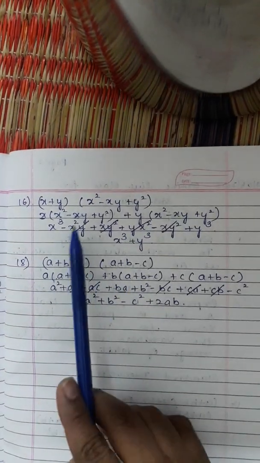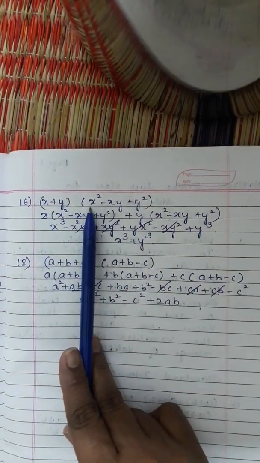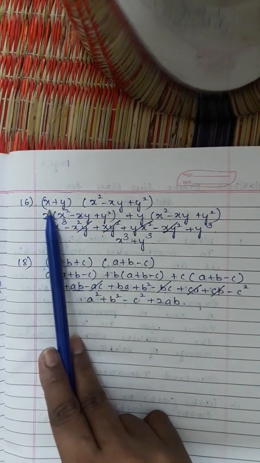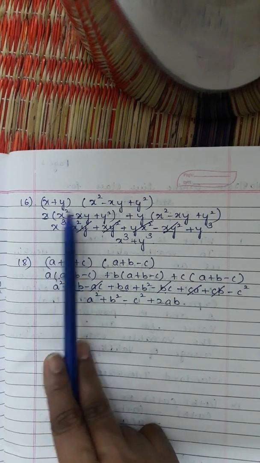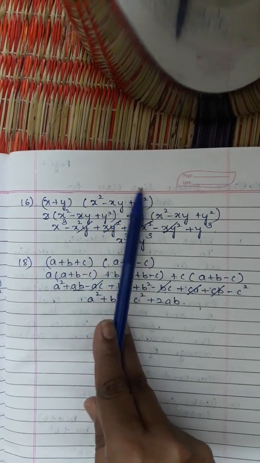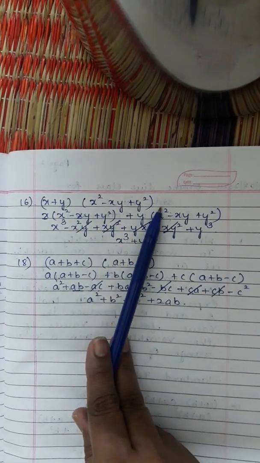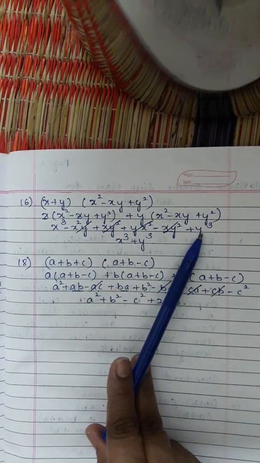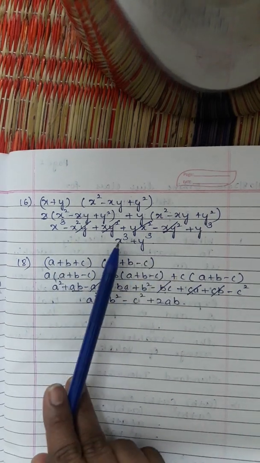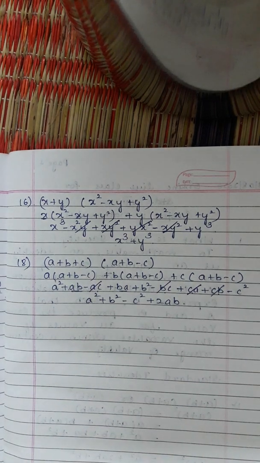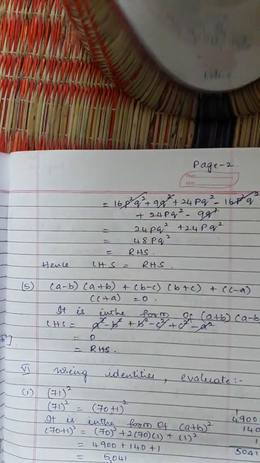Coming to the sixth question. Here also the question is x plus y into x square minus xy plus y square. First term of first expression, that is x, should be multiplied by x square minus xy plus y square. Then plus y into x square minus xy plus y square. Multiply, simplify, unlike signs get cancelled. You will be remaining with the answer x cube plus y cube. I hope you all are clear with exercise 6.4. Just have a look at it.